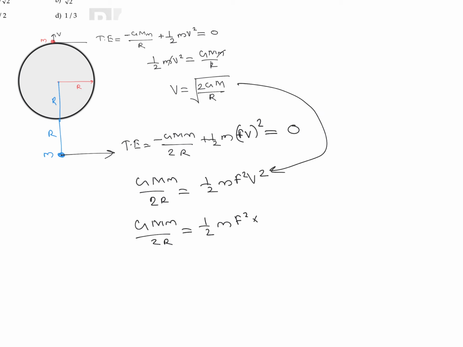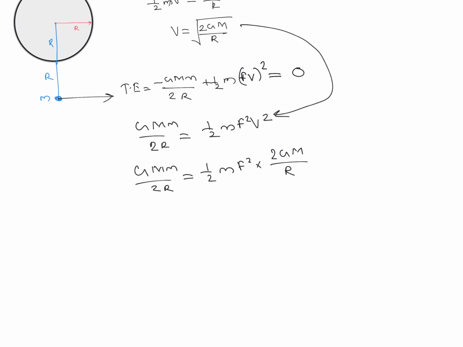That is, v is nothing but the square root of 2GM divided by r, and so v square is 2GM by r. So if you are cancelling this mass m over here and mass m over here, capital G and capital G, and a 2 over here and a 2 over here, r over here and r over here, the remaining thing is f square is equal to 1 divided by 2, or you can write f is equal to 1 divided by root 2.